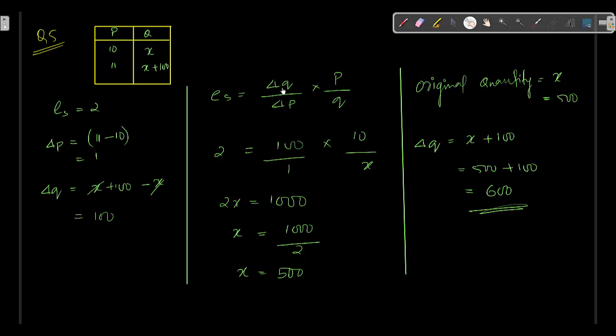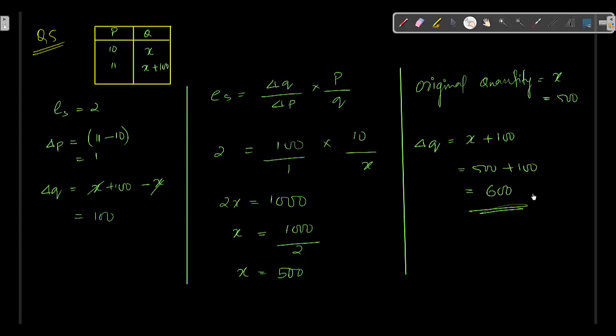So ES is equal to delta Q by delta P into P by Q. ES is already given as 2. So 2 is equal to 100 by 1 into 10 by X. Just do the cross multiplication, then you will find the answer as 500. So here as well, the original quantity is 500 and the new quantity is 600. Original quantity plus 100, 500 plus 100 is equal to 600. You see here X plus 100, right? That is what we have written here, X plus 100. All right, so this is the answer.